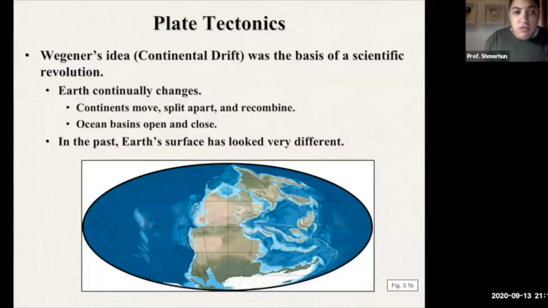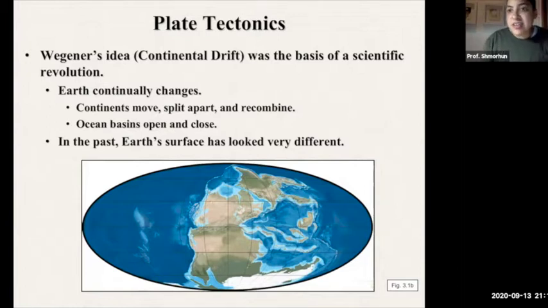With the theory of continental drift, he believed that the continents would move, they would split apart, and they would recombine. In this splitting apart and recombination of these continents through time, ocean basins were also opening and closing. So new oceans were being birthed. Oceans were being closed and cut off, right?